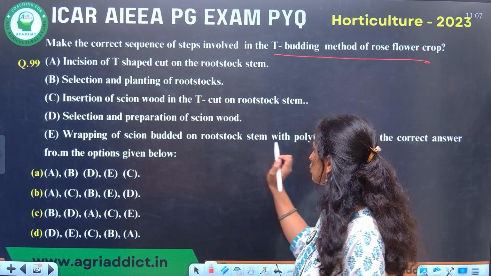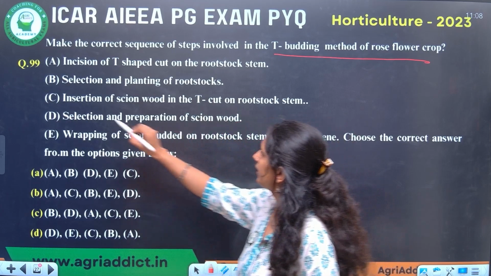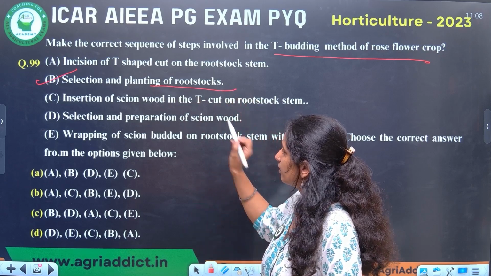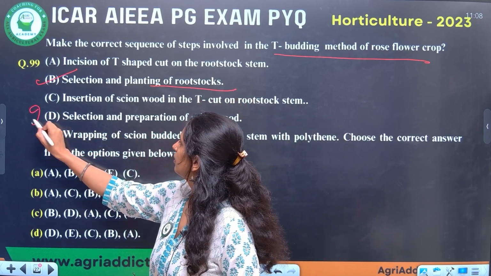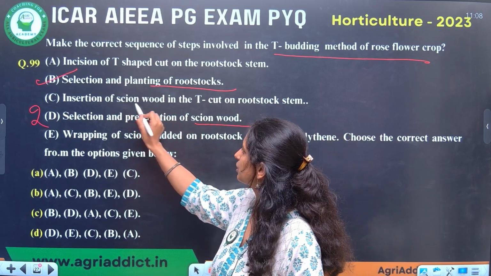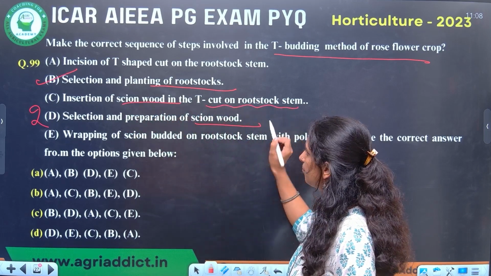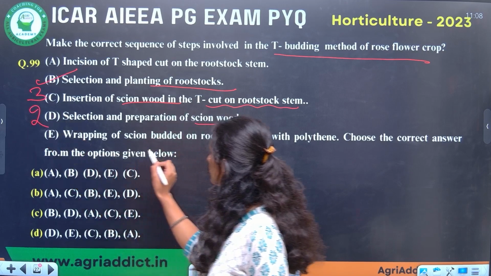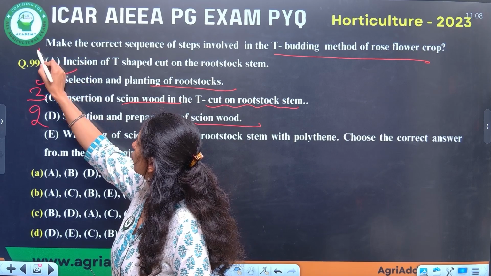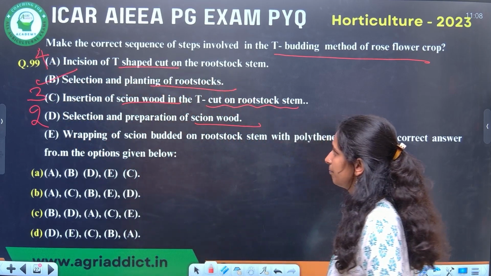First, selection of the rootstocks. So, selection and planting of the rootstocks. Next step, selection and preparation of the scion. Third step, what will we be doing? We will be giving the insertion of the scion in the T cut on the rootstock stem. This is third, and fourth will be wrapping. Fourth will be incision of the T-shaped cut on the rootstock stem.